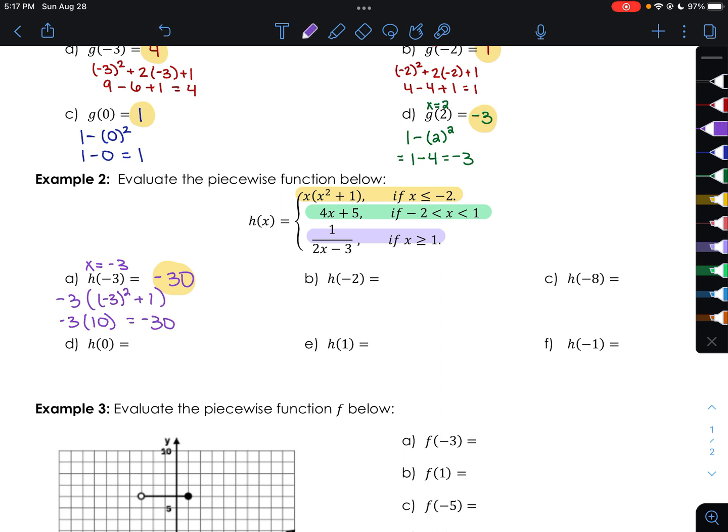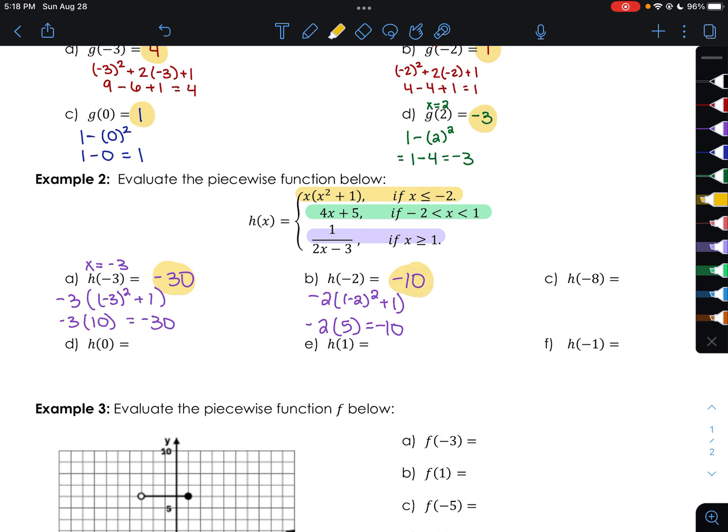Moving on to B, h of negative 2. So again, we use that top one because it has the "or equal to" attached to it, and we don't use that middle one. So we have negative 2 times (negative 2) squared plus 1. That would be negative 2 times 4. Negative 2 squared is 4, plus 1, which is 5, which gives us negative 10. So h of negative 2 is negative 10.